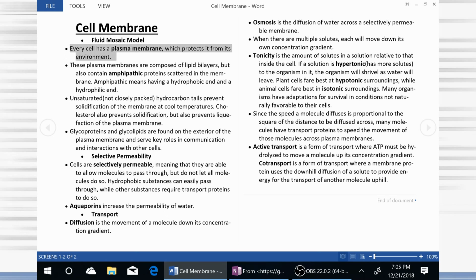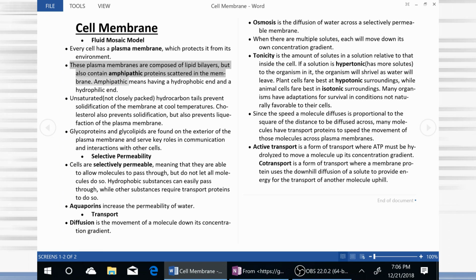So every cell has a plasma membrane, as we know from our last video, and the plasma membrane's job is primarily to protect the cell from its environment, but it also has various secondary jobs such as selecting which solutes should enter and which solutes should not enter, as well as communicating with other cells.